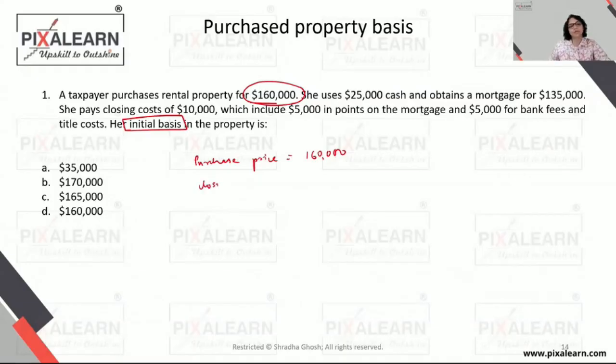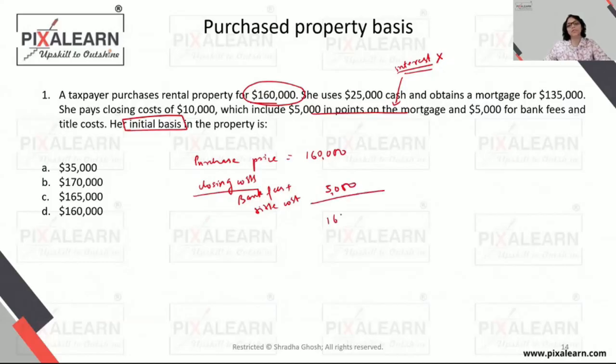There was a closing cost that you had paid, but for this closing cost, points on the mortgage means interest. Many times you will see in your EA papers, point means interest. Points paid means prepaid interest paid. Interest is never capitalized. It is treated as a revenue expenditure. Bank fees plus title cost is going to be capitalized, which is $5,000. The total amount at which you're going to bring that property in your books is $165,000. Remember, interest and premiums are all revenue. They are not capital expenditures.